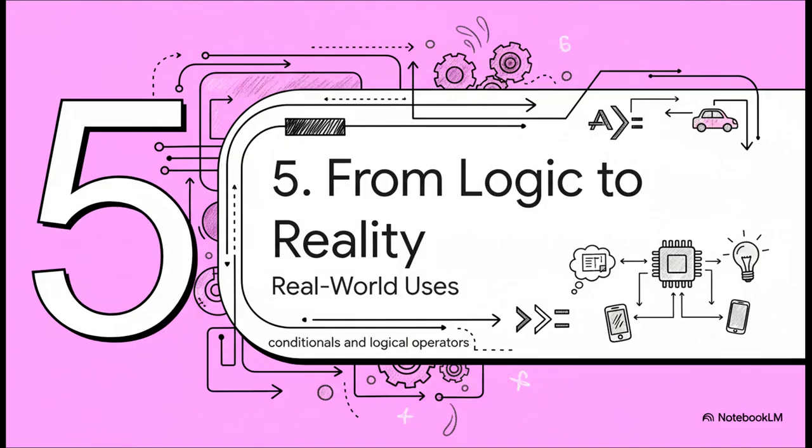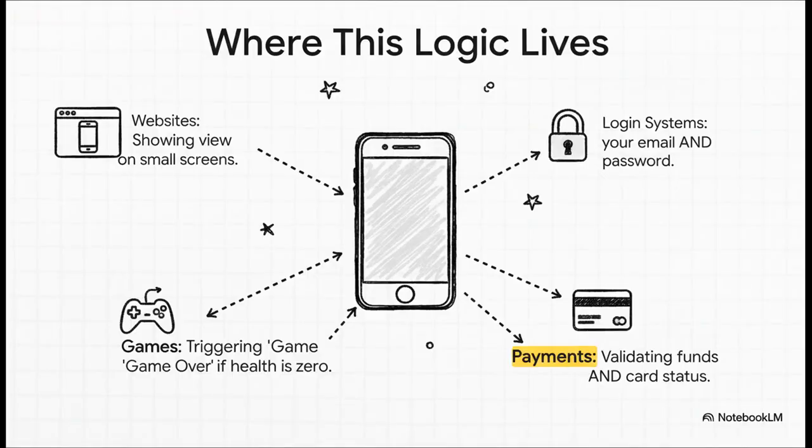All right, let's put all these pieces together. We've got our plan, the algorithm, our sketch, the pseudocode, and our decision-making tools, the conditionals and logical operators. Let's see how they actually power the world all around us. And once you start looking for this logic, you see it literally everywhere. When you log in somewhere, the app is checking, is the username correct? And is the password correct? When you buy something online, it's checking, is the card valid? And are there enough funds?